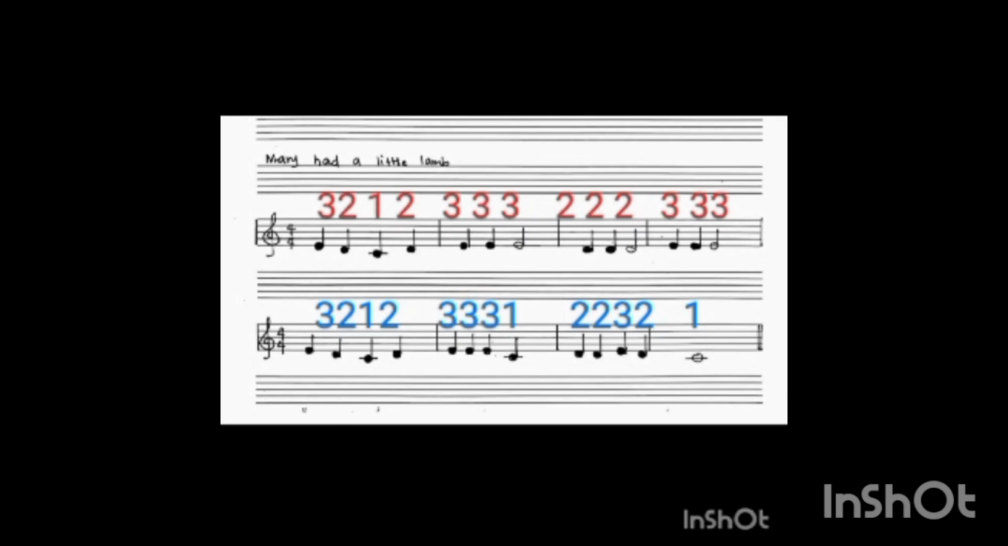We go now to the fun part of this lesson. We are going to learn a very famous nursery rhyme on the piano called Mary Had a Little Lamb. And the red finger numbers are for the first staff, while the blue finger numbers are for the second staff. So let me teach you the hand position for these treble staff notes, which are for the right hand. Number 1 finger goes to middle C, number 2 finger goes to middle D, number 3 finger goes to middle E.